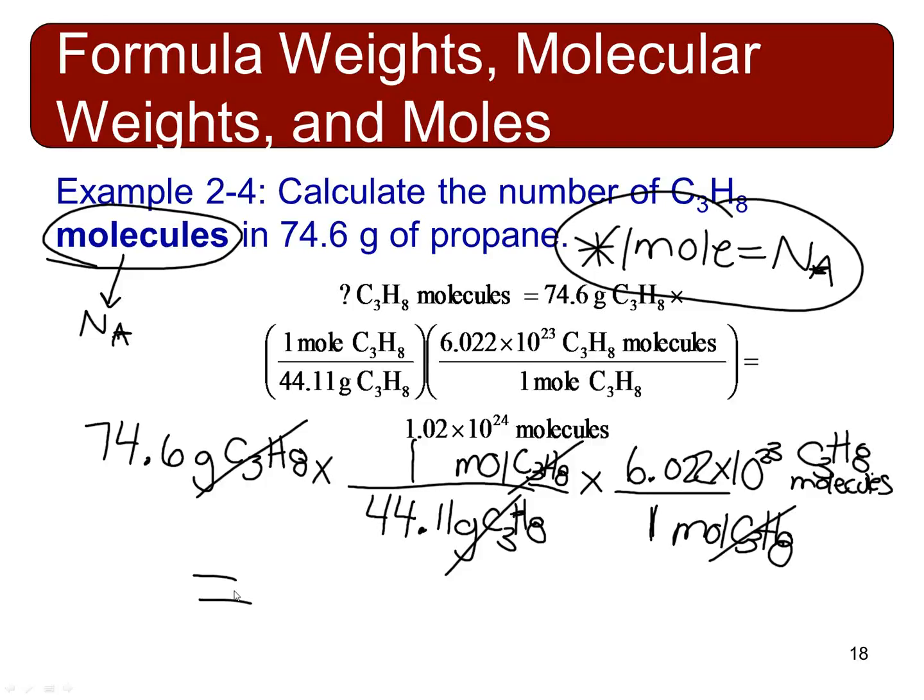Some of you can plug it all in at one time if you have one of these scientific calculators. So yes, we get 1.02 times 10 to the 24th molecules of propane.